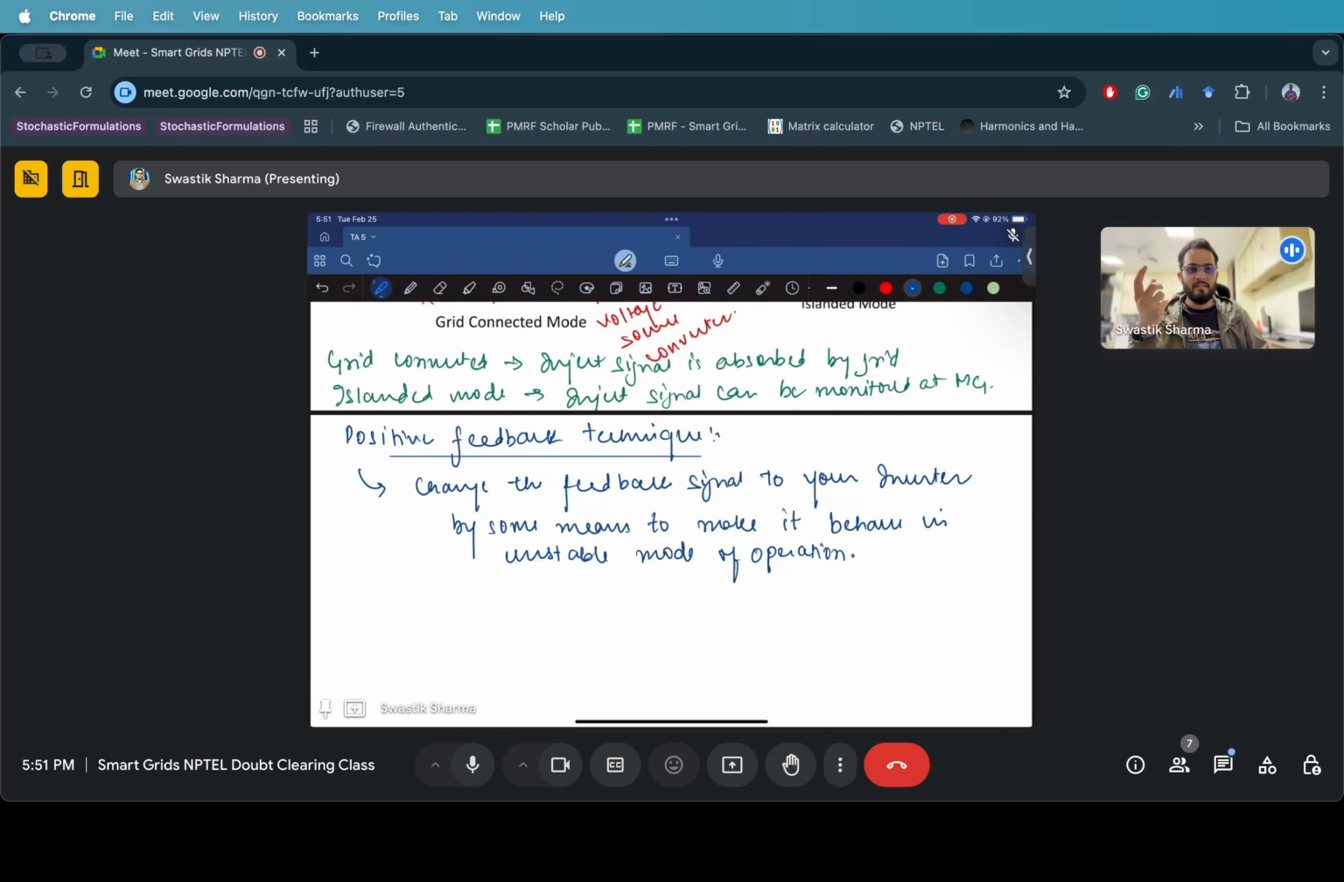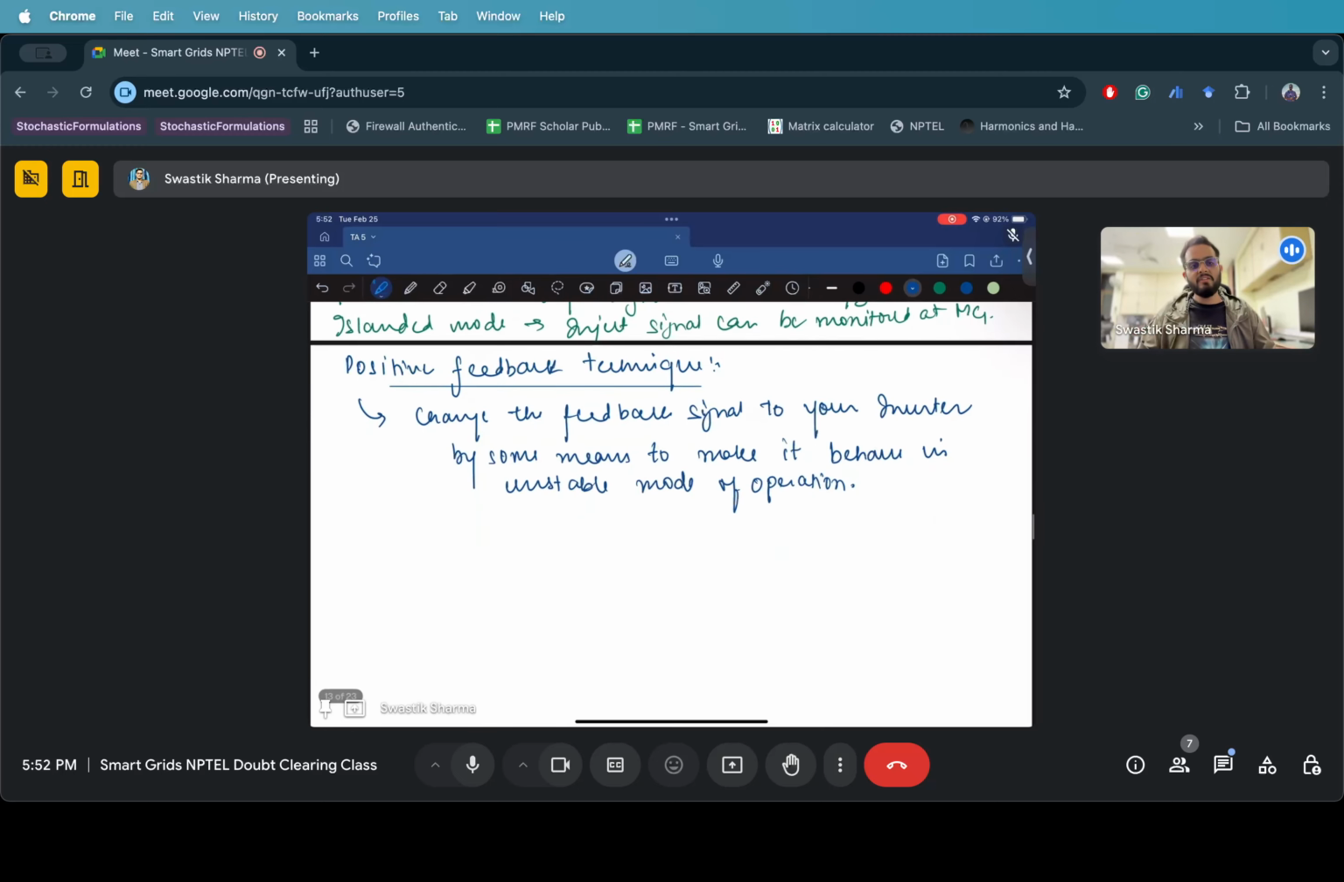Now what will happen is, this PCC or this inverter will behave in a certain way that the grid will try to increase the voltage in such a way that it is able to bring the inverter back from its unstable mode of operation. This will only happen when it's in grid connected mode, right? But if it's not in grid connected mode, your inverter will behave in an unstable mode of operation for a given threshold of time, and you will be able to tell if islanding has happened or not, right?